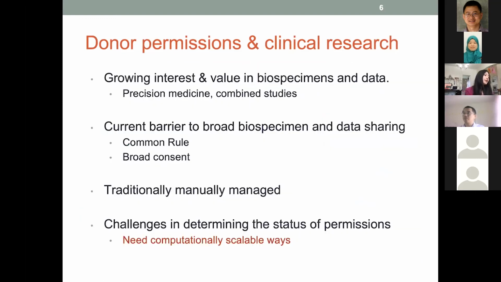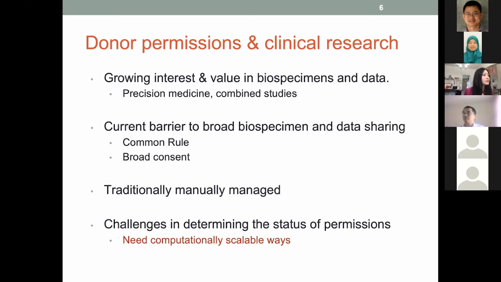So why do we care about donor permissions? First, there is a growing interest in and rising value of bio-specimens and associated data. This stems from the increasing need to build large cohorts, including combining specimens and data from multiple research or clinical resources collected in different environments and at different times. A current barrier to broad biospecimen and data sharing is the challenge of coordinating across complex sets of requirements that govern the collection and distribution of specimens and data.